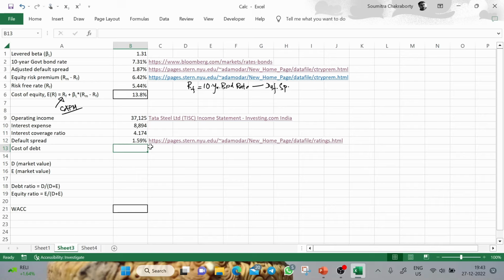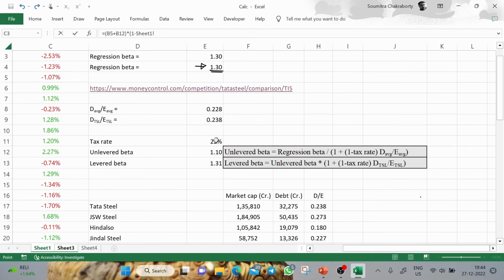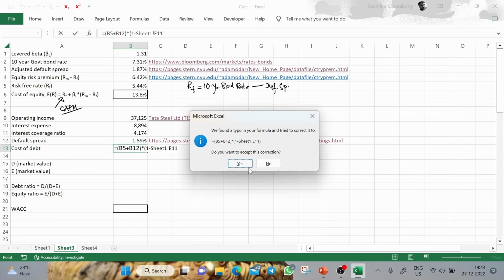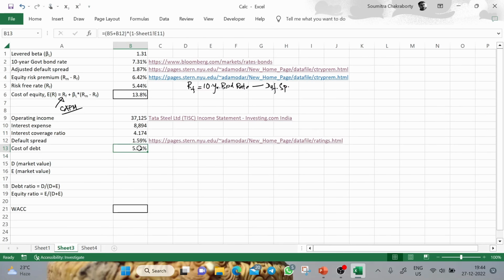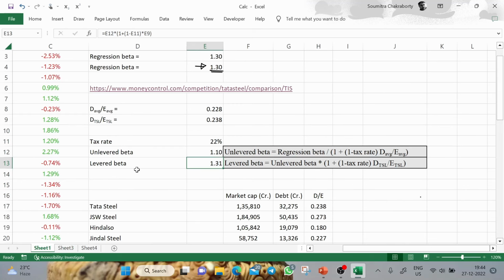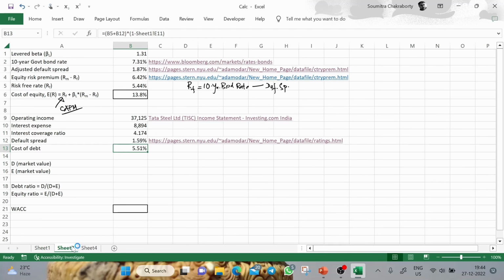So what is the cost of debt? Cost of debt is equal to risk-free rate, this one, B5, plus the spread, this particular spread, into 1 minus marginal tax rate. What is the marginal tax rate? This one, 22%. So this is just taking E11 from sheet 1 where we have found the tax rate. So this 5.51% is your cost of debt.